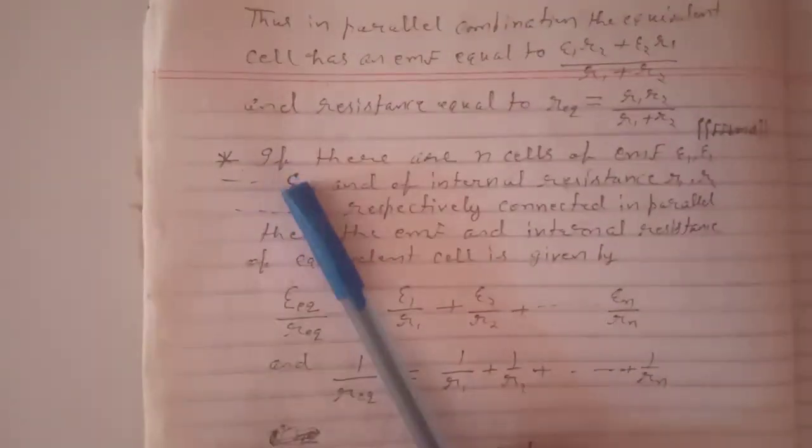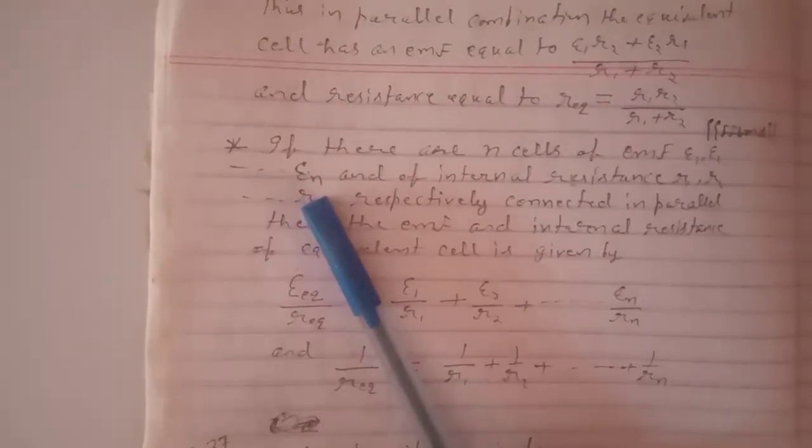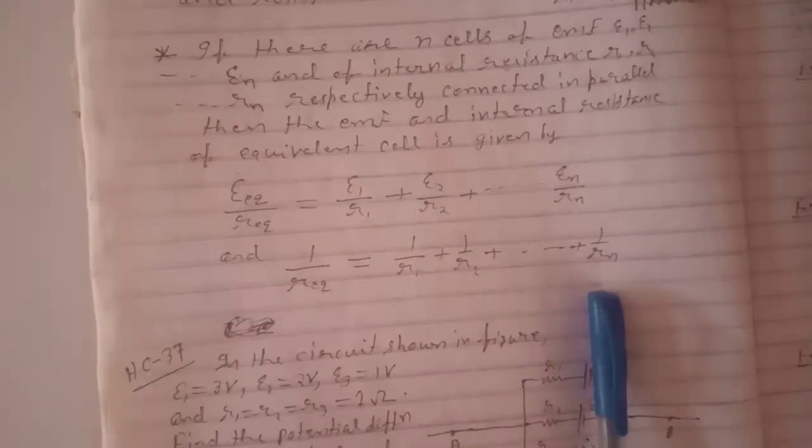Now if there are n cells of EMF E1, E2, up to En, and of internal resistance R1, R2, up to Rn, respectively connected in parallel, then the EMF and internal resistance of the equivalent cell are given by E equivalent by R equivalent equals E1/R1 + E2/R2 + ... + En/Rn, and 1/R equivalent equals 1/R1 + 1/R2 + ... + 1/Rn.